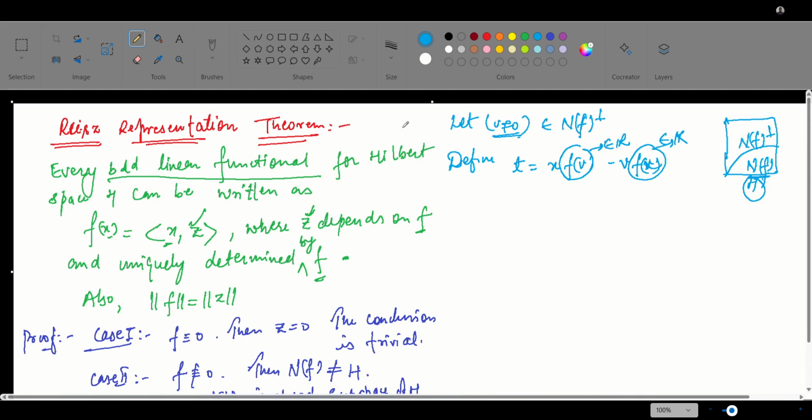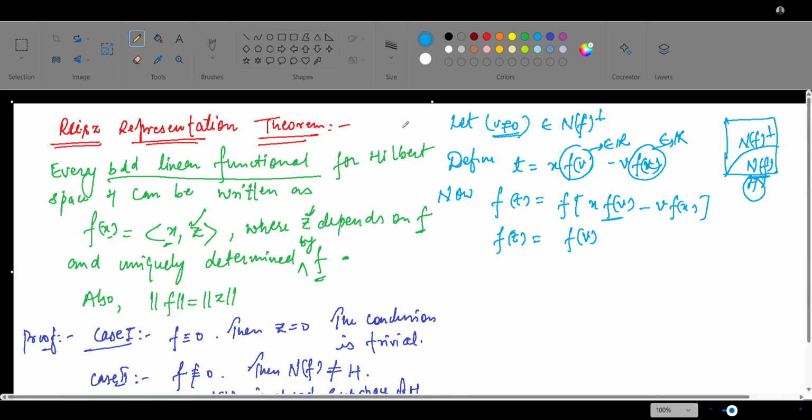So what we can say about this now, if we apply the function f of t on both sides, then we get f of x, f of v minus v, f of x, right? Then what will happen? F of t will be equal to, we can write this as f of v, because this is a constant term, right?